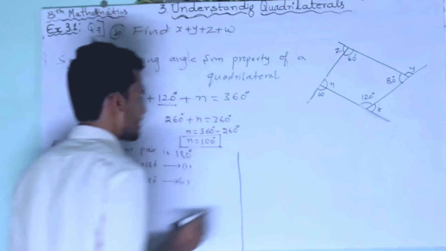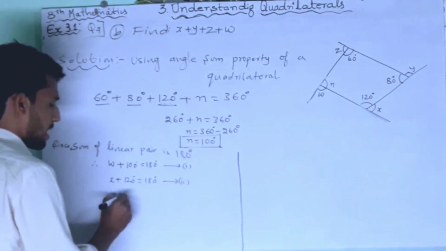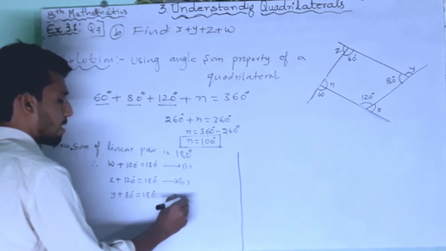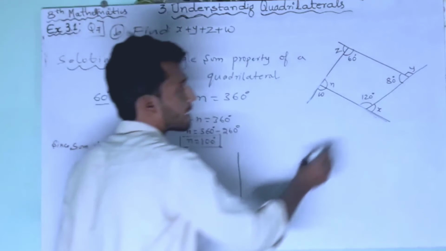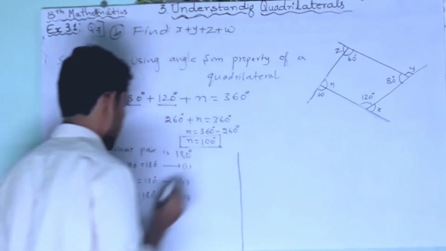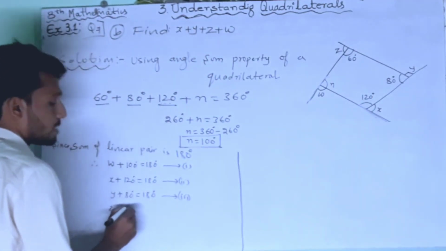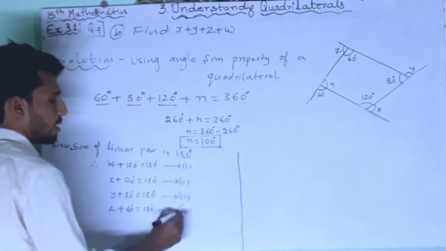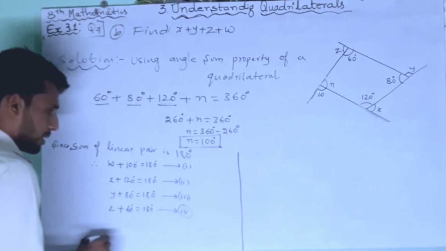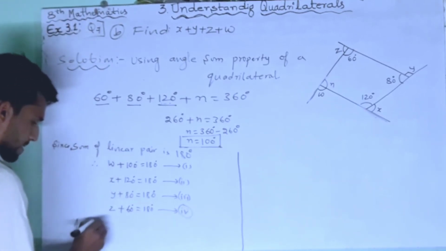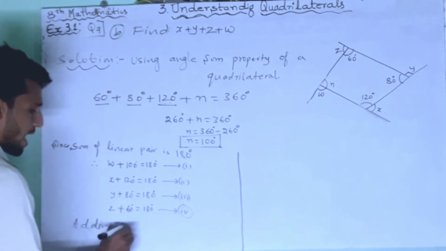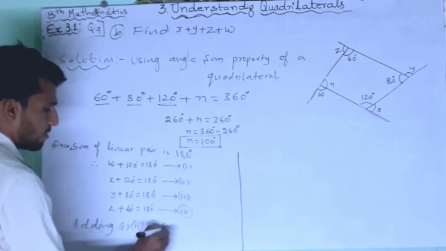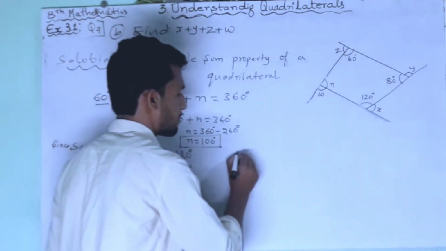Next, the third one. This is also a linear pair. y plus 80 degrees is equal to 180 degrees. This I will give number 3. And next one, 60 degrees and z. This is also a linear pair. Now we can write z plus 60 degrees is equal to 180 degrees. This is 4. Now adding equations 1, 2, 3 and 4. Let us see the next step here.